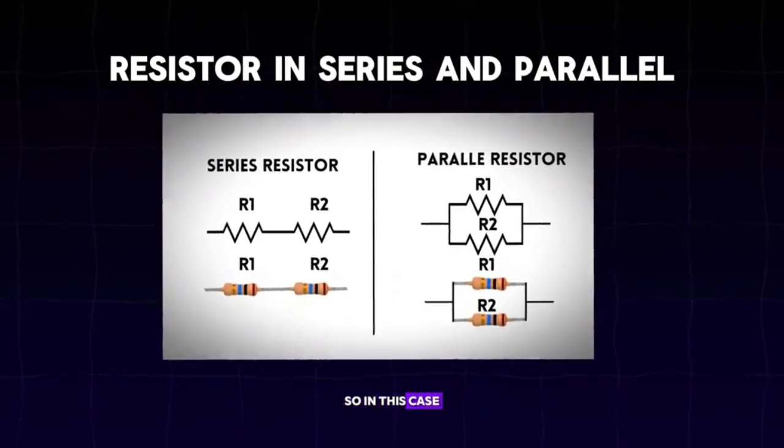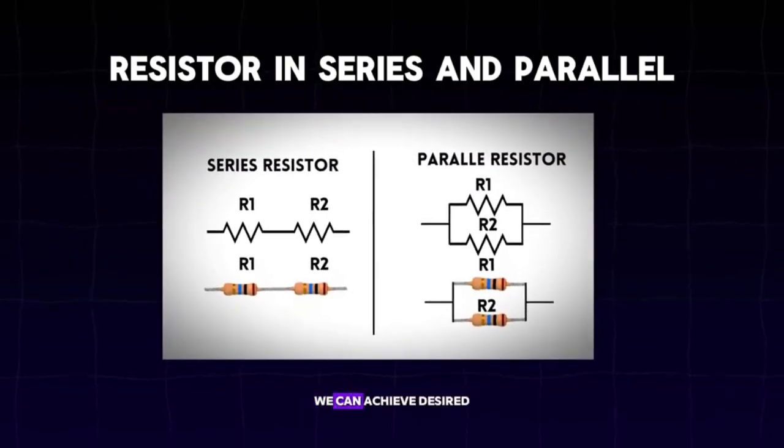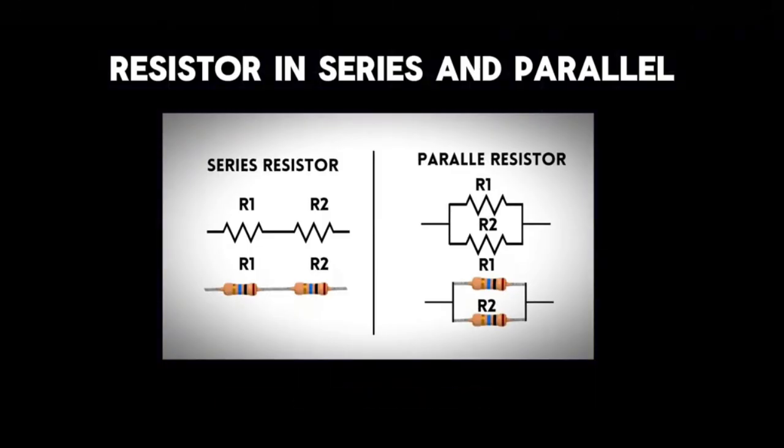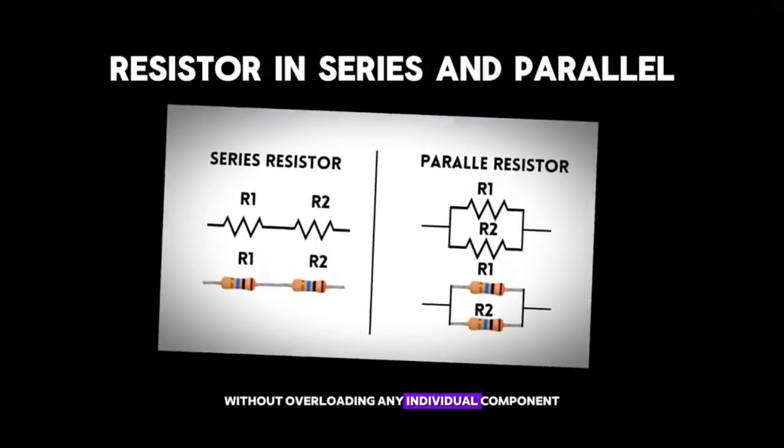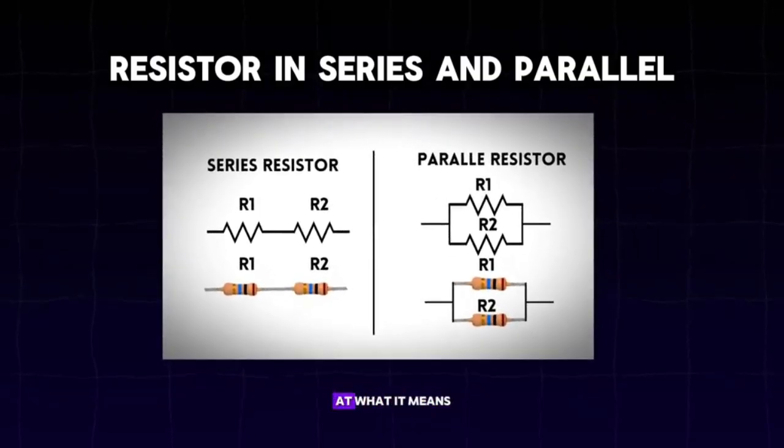So in this case, by arranging resistors in these configurations, we can achieve desired resistance values, manage power distribution, and ensure that the circuit operates efficiently without overloading any individual component. So now that you understand that, let's take a look at what it means for resistors to be in series first.